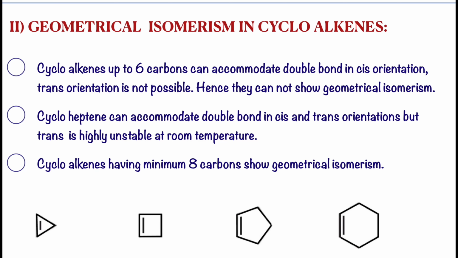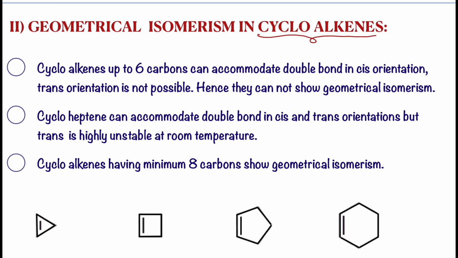In this video, we are going to discuss geometrical isomerism in cycloalkenes. What exactly we are going to do here is, in case of these cycloalkenes, we have to decide whether the double bond of the cycloalkene is a geometrical center or not. Let us complete the lecture in three particular points.